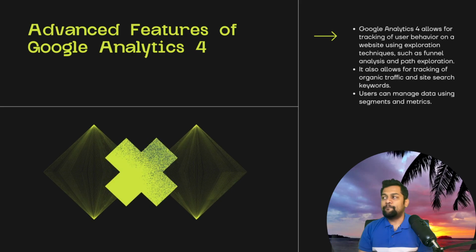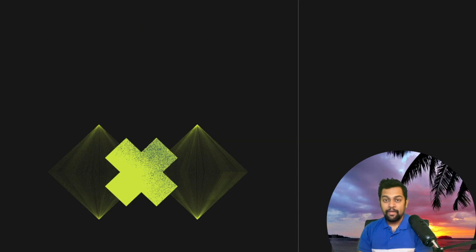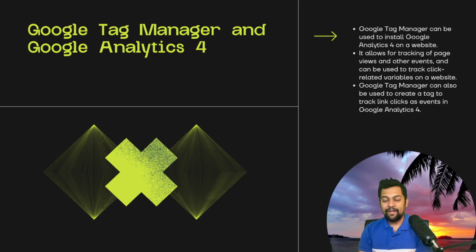Then some of the advanced features of Google Analytics 4 allow you to track user behavior based on their exploration path. You can even do some funnel analysis and path exploration. So those are some key cool things that can be done through GA4. And you can even manage data using segments and metrics. So that's pretty cool. And finally, Tag Manager is the most important aspect of this entire setup, I would say.